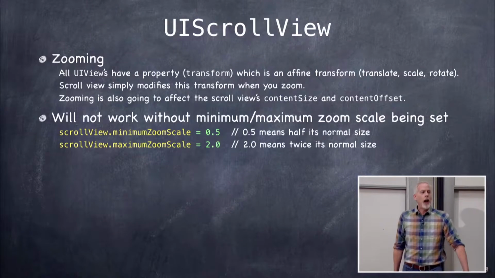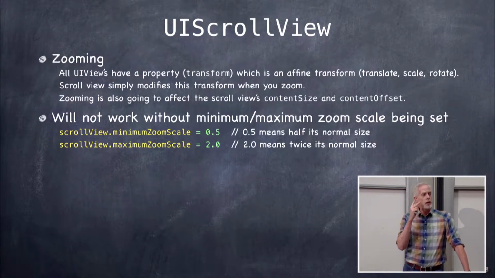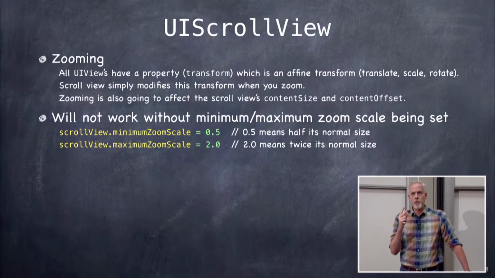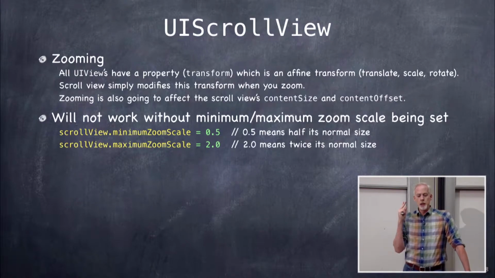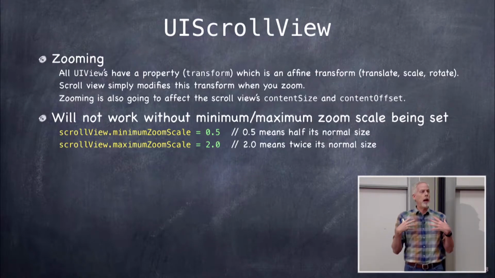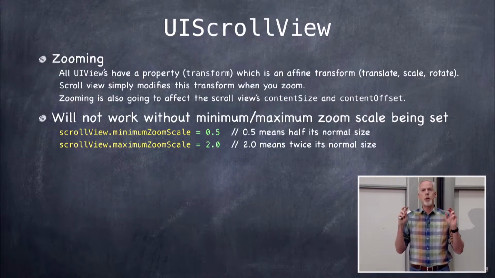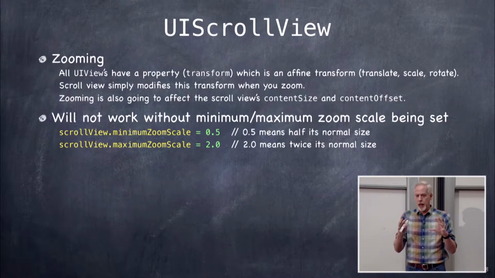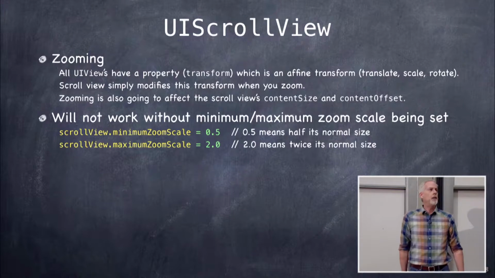All right, so how do you make zooming work? Well, you have to do two things. And don't forget these two things. It will not work without these two things. The first one is to set the zoom scale min and max. Okay, so this is just saying how much you allow to zoom in and how much you allow to zoom out. By default, these are both 1.0, which means you can't zoom in or zoom out. It has to be the identity size right there.